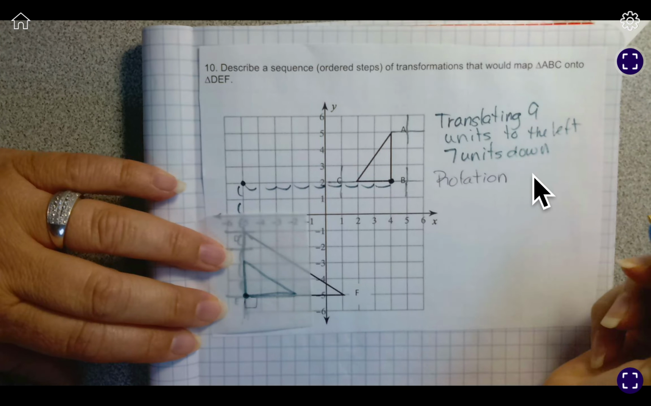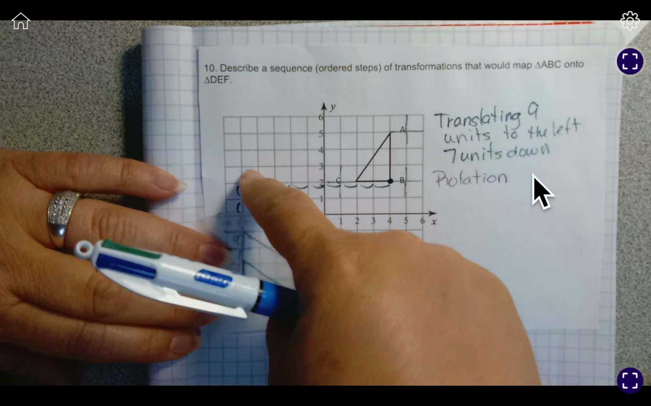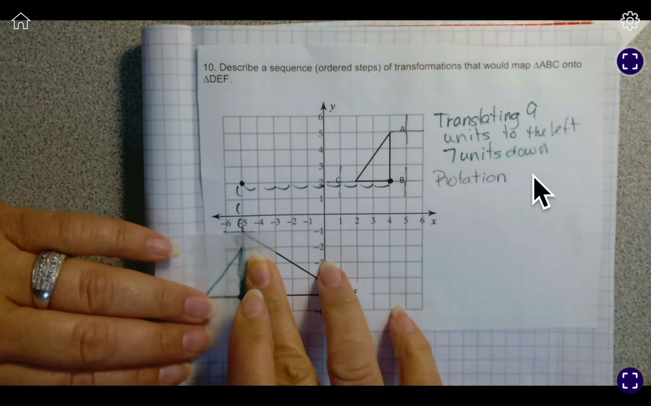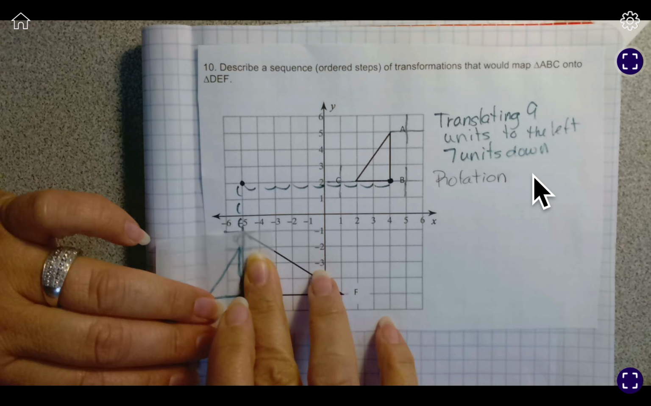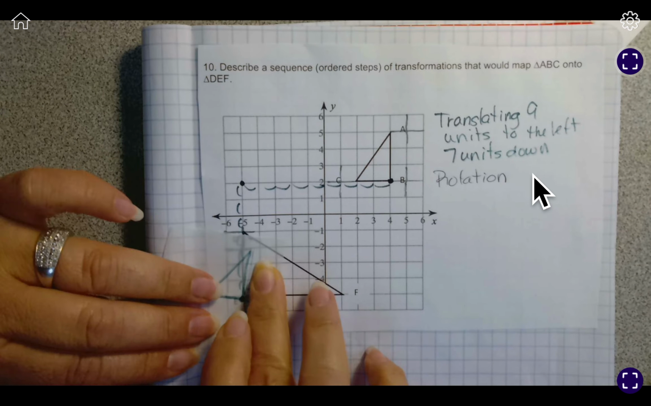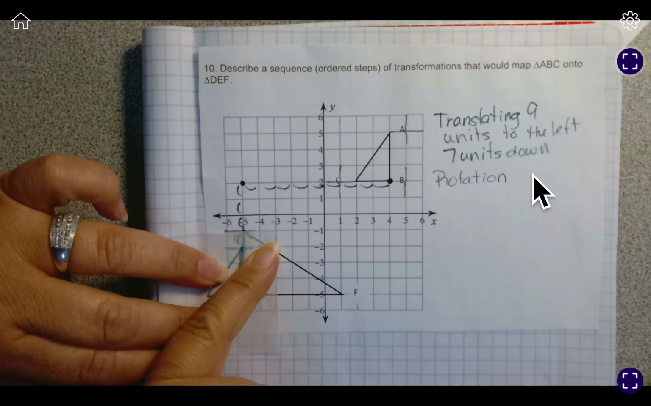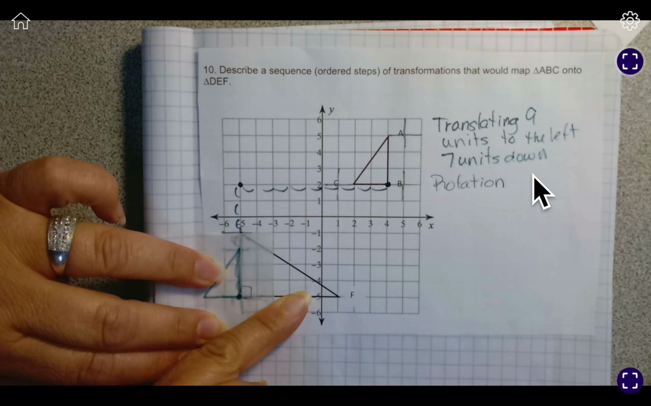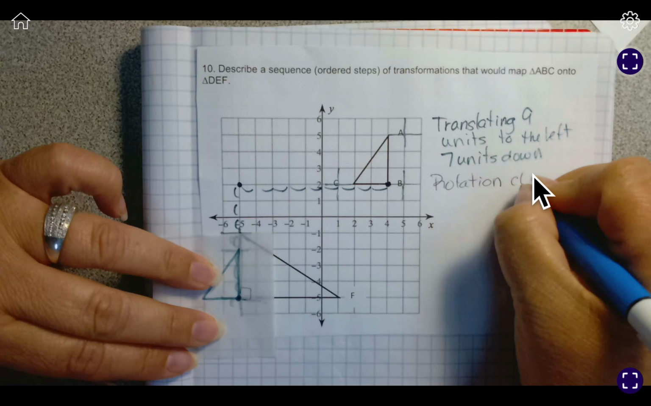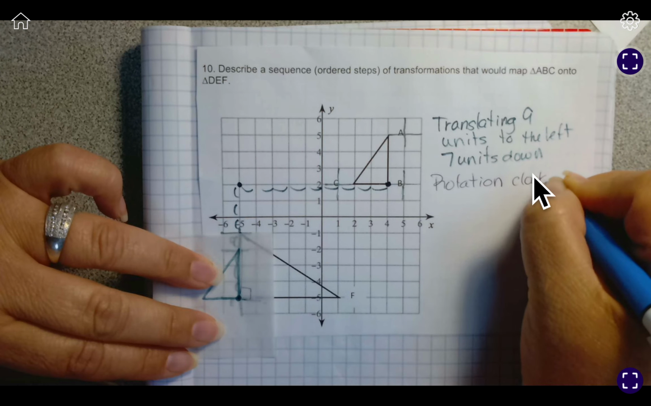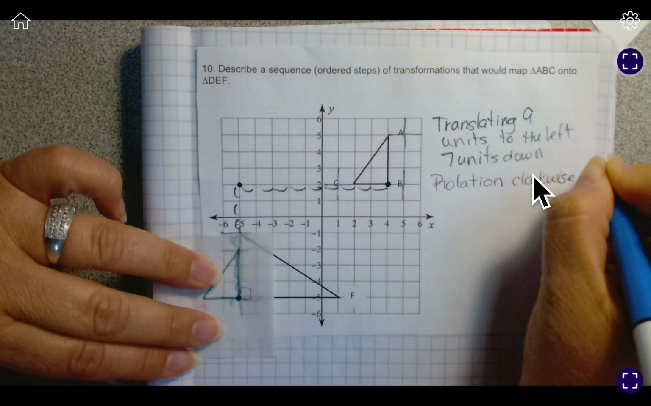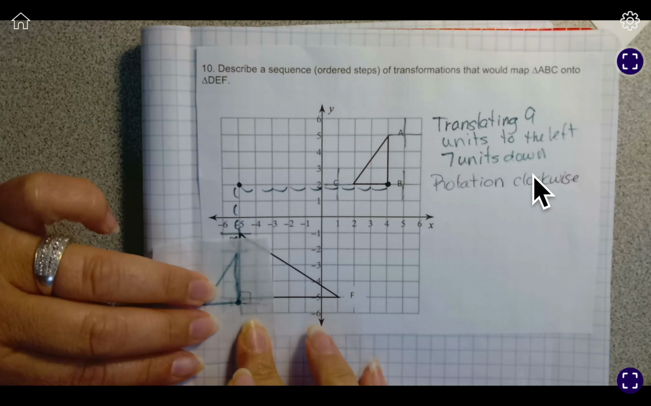And we went in this direction. So if I were looking at a clock, the hands move this direction. So that's clockwise. If I was going this way, that's counterclockwise. 90 degrees.